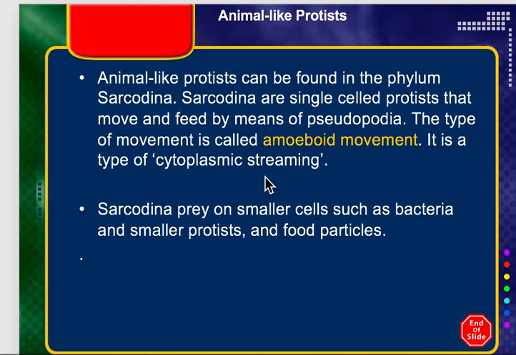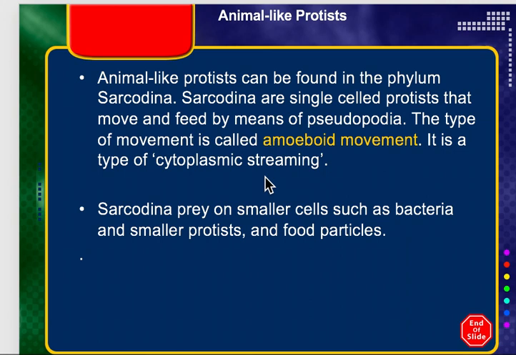Now, we did talk about it being called cytoplasmic streaming. The cytoplasmic streaming means that the cytoplasm is streaming from the body of the amoeba into the pseudopod and causing it to move. But from now on, we're going to talk about its type of movement. It's an amoeboid movement, and I think that's easier to identify because it is a pseudopod.